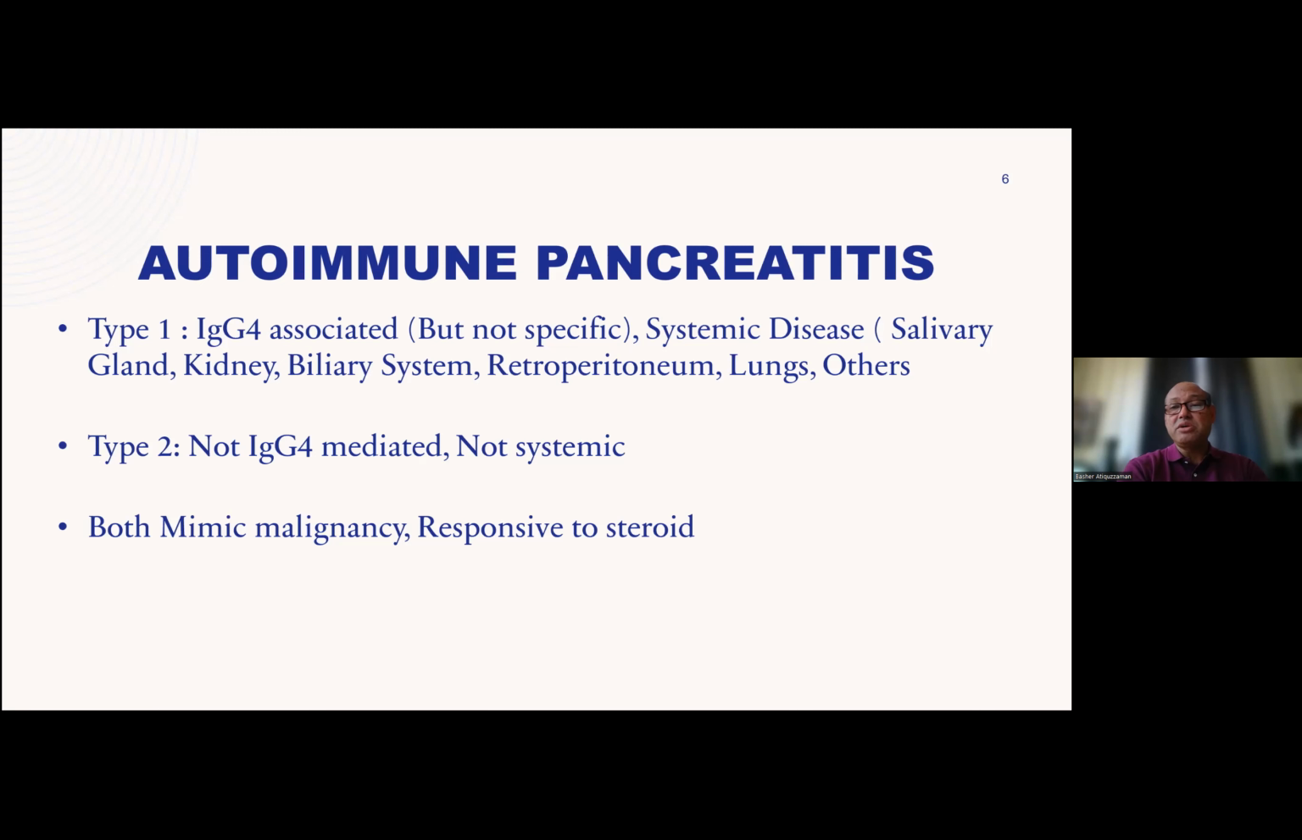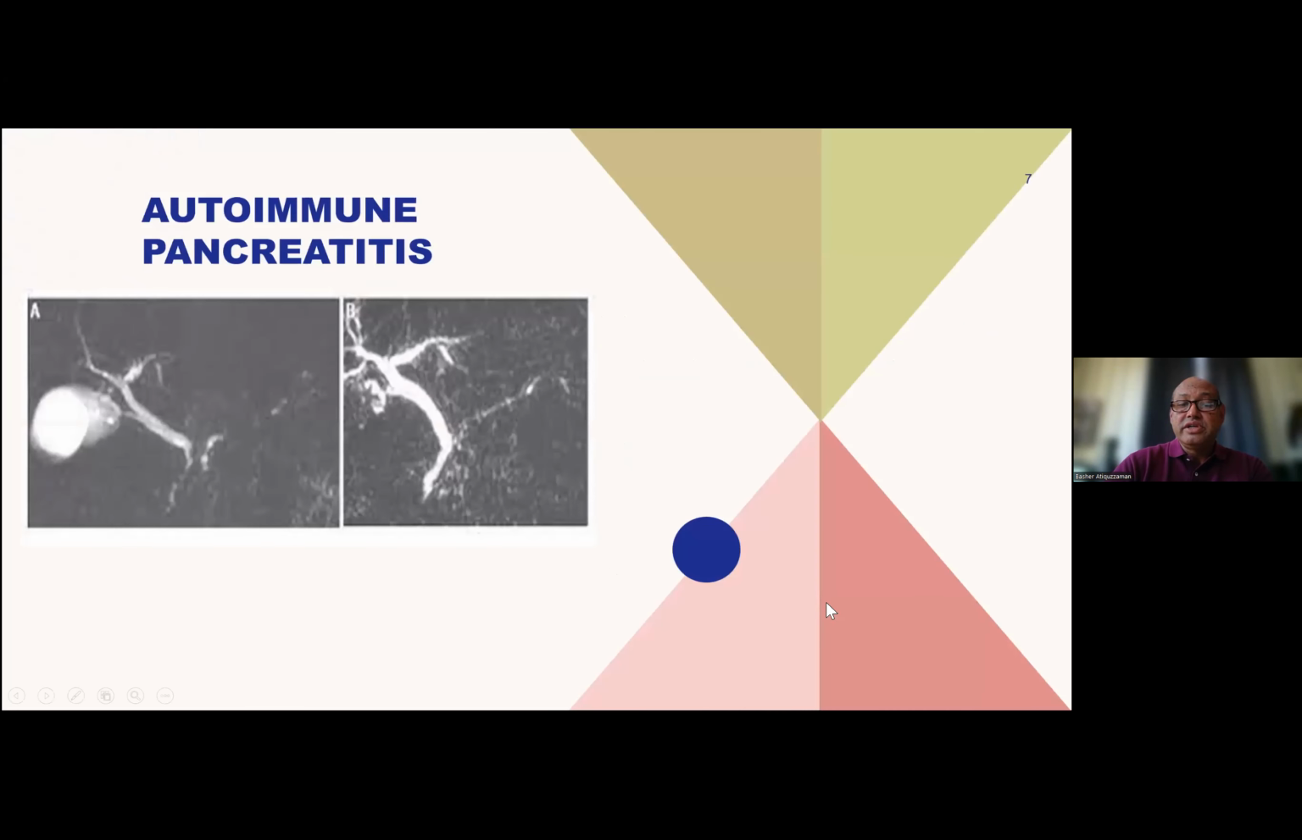But sometimes it may not be IgG4 mediated and it's not a systemic disease. Then we really have to depend on the biopsy. And both look like malignancy. People have significant weight loss. The pancreas looks funny. The good thing is it is responsive to steroids. Not only that, it can also respond very well to 6-mercaptopurine or some biological agents if it doesn't respond to steroids. So there are steroid-sparing agents which you can use.